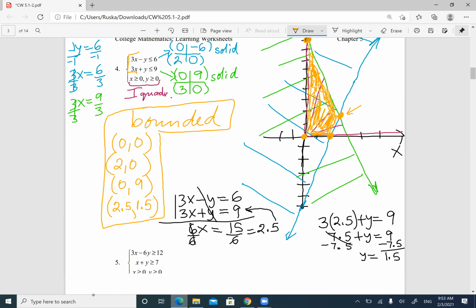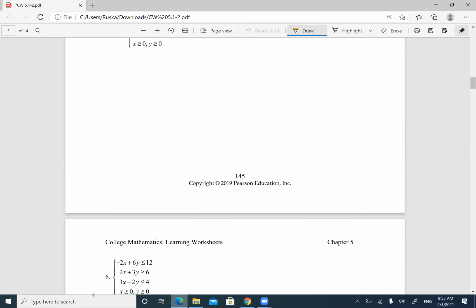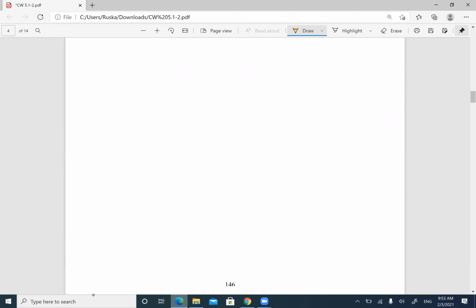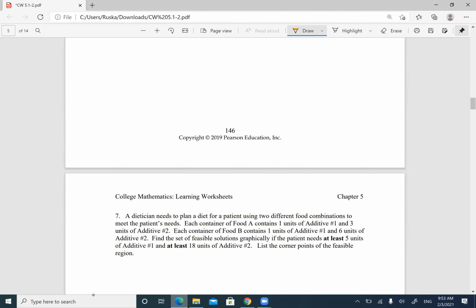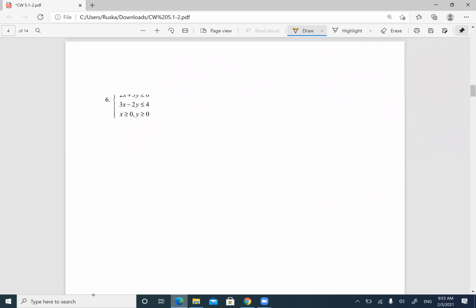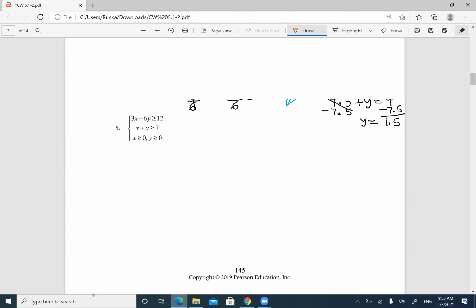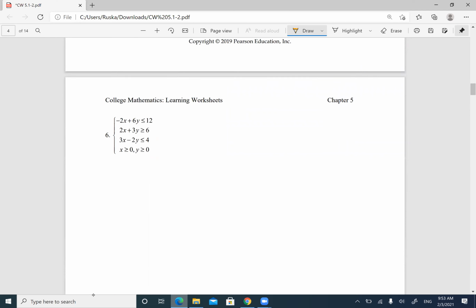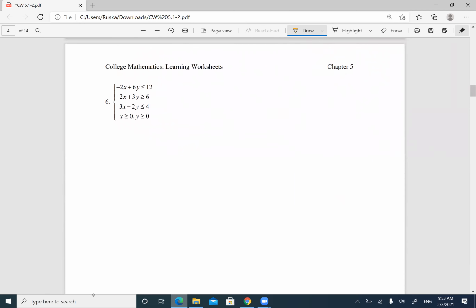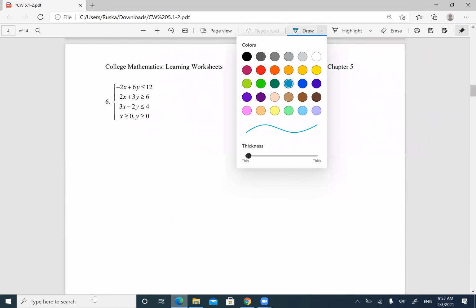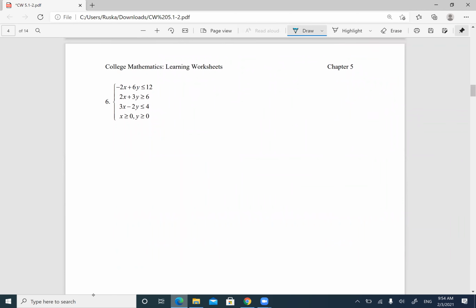No, ma'am. Okay, so we can do one more like this, and then we're going to do the homework question. So if you want to do number 6. Okay, so for number 6, you have 3 lines. So I'm going to start with the first one. 3 inequalities and then the first quadrant. This is the first quadrant. Okay, so here we have the first one.